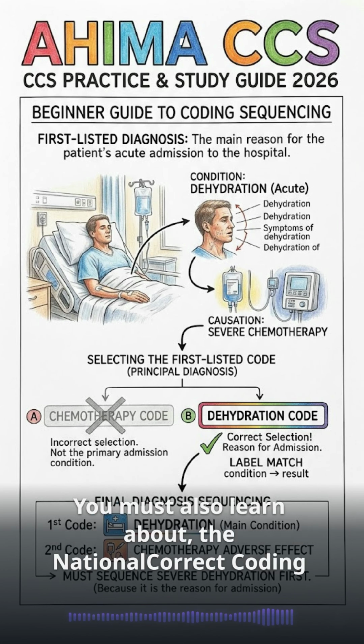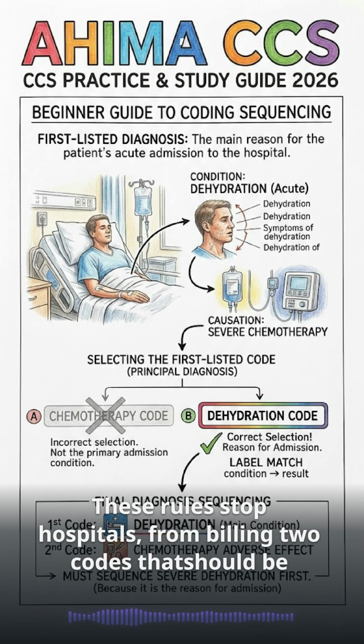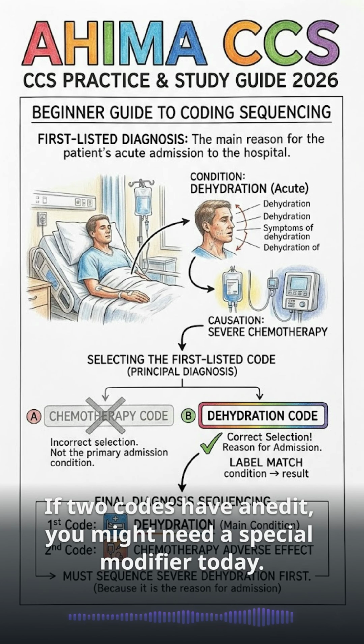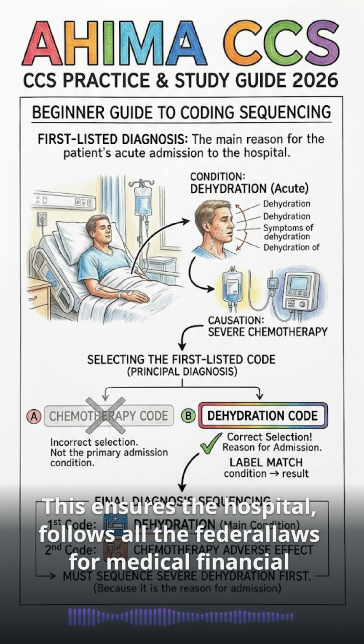You must also learn about the National Correct Coding Initiative rules for billing. These rules stop hospitals from billing two codes that should be grouped together. Always check the edits before you send the final claim to the insurance. If two codes have an edit, you might need a special modifier today. This ensures the hospital follows all the federal laws for medical financial billing.